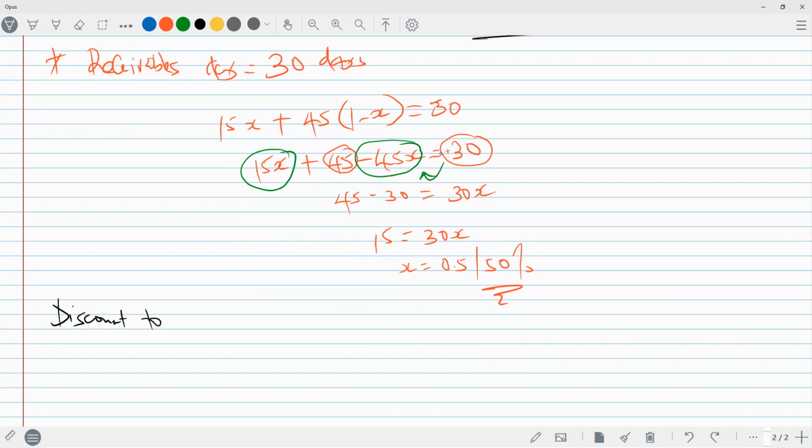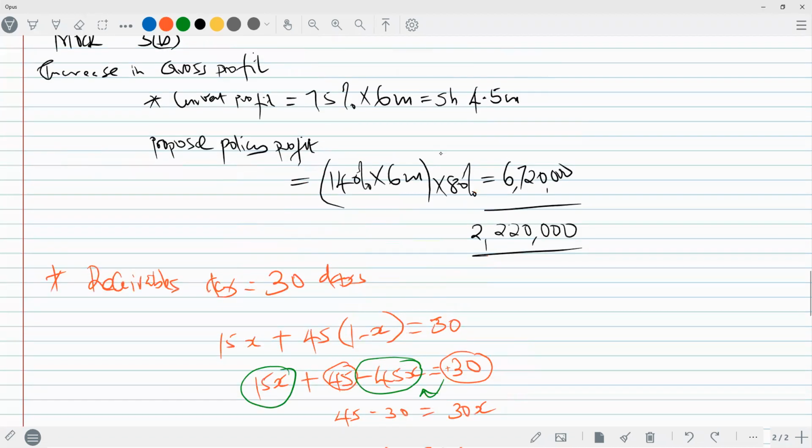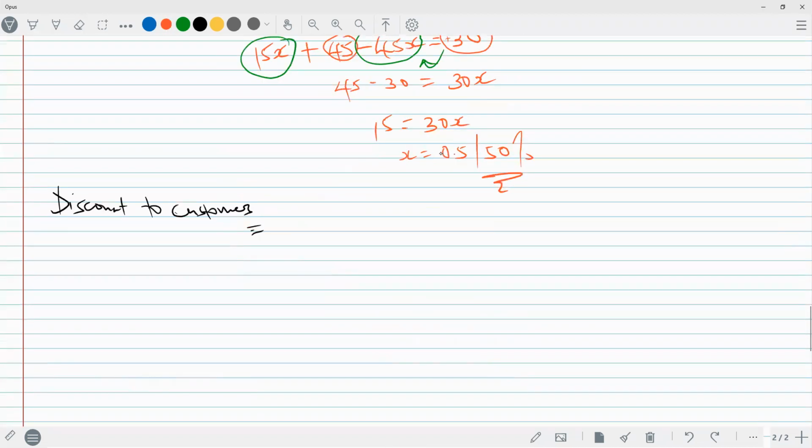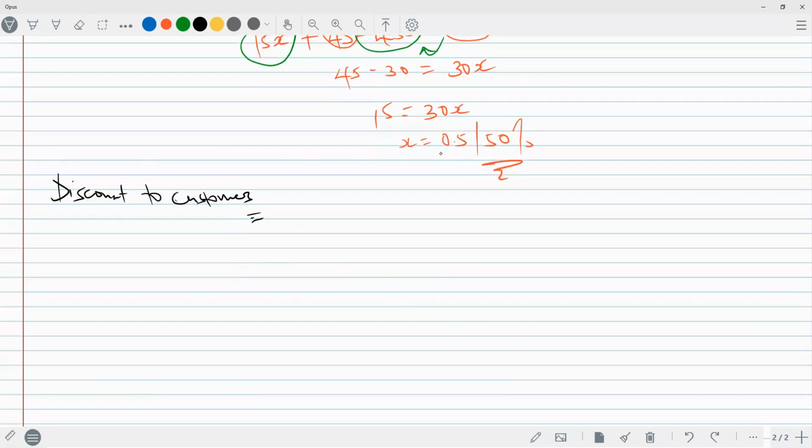So discount to customers, credit customers of the company, will be equal to the sales, the total sales. Here we have total sales. Is equal to... So first we may need to get the credit sales. So let's look at the credit sales of the company.